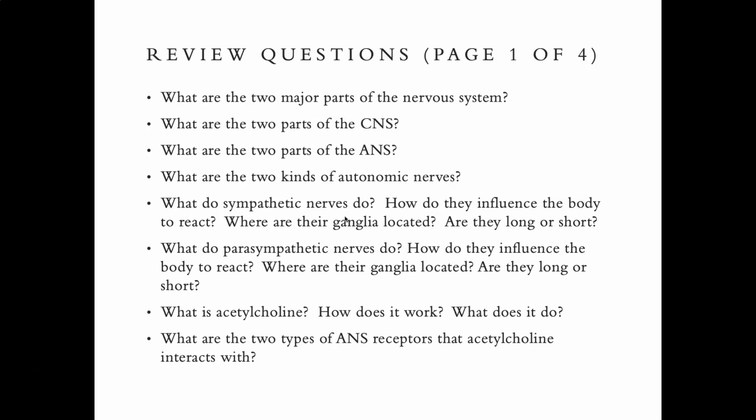So what you really want to know, what do you have to study for the test? Review questions. I need you to know, what are the two major parts of the nervous system? What are the two major parts of the central nervous system? What are the two major parts of the peripheral nervous system, also known as the autonomic nervous system? What are the two kinds of autonomic nerves? Think somatic and autonomic, remember?